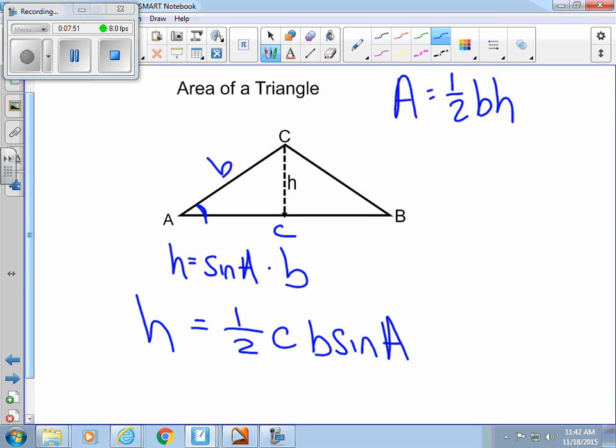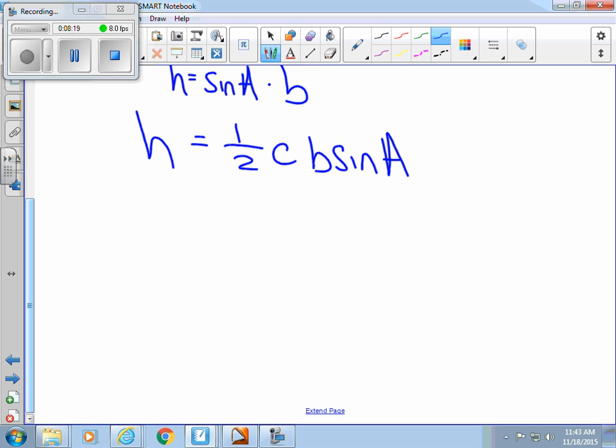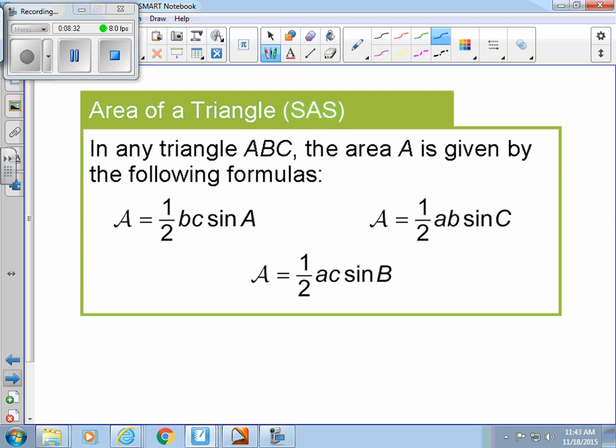Could I have done that same thing with a different side angle combination? Yeah, probably 1/2 AB sine of C would give me the same thing, or any of those combinations. And I can always solve for a different angle. So this is another formula for area. The good thing about this formula for area is I don't need the height of the triangle, which you're finding mixed into the equation. This is a formula for the area of a triangle when you have side angle side.